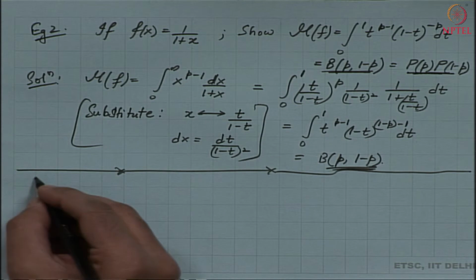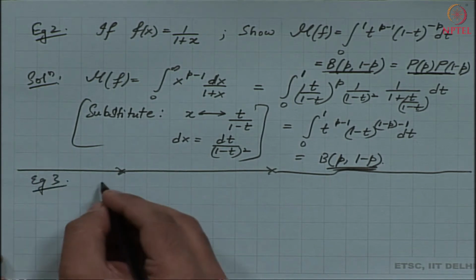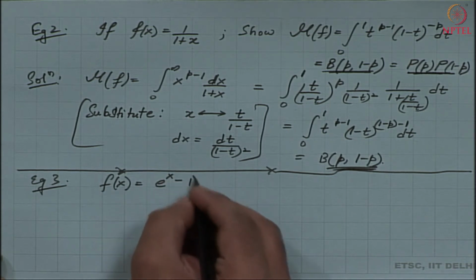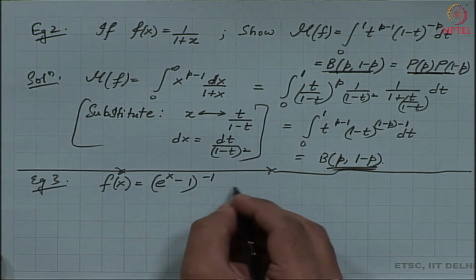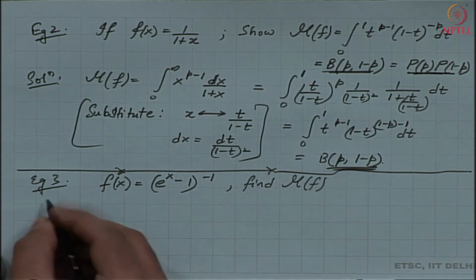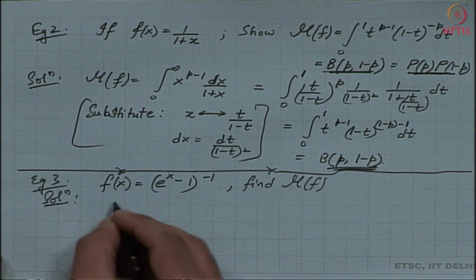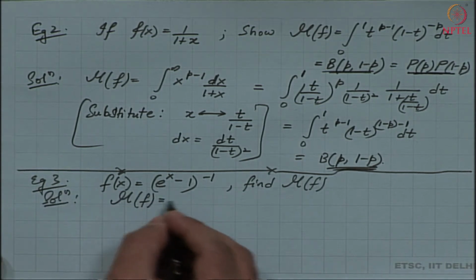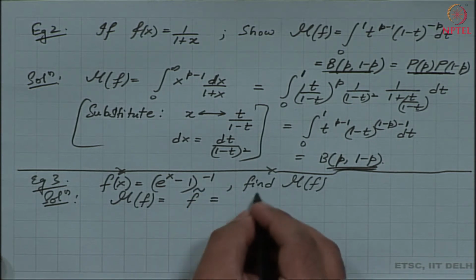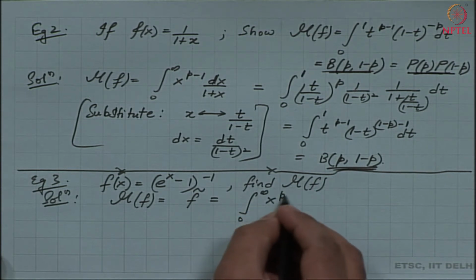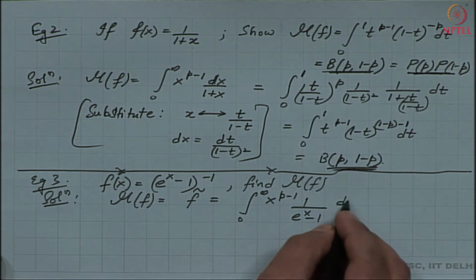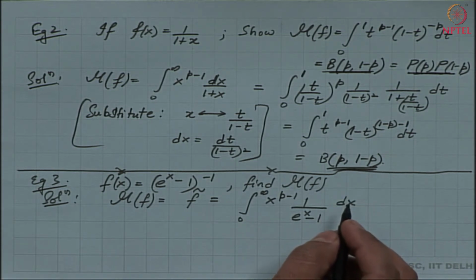So, then I have to find the Mellin transform of this function. So, the function is e to the power x minus 1 to the power minus 1. So, find the Mellin transform of f. So, the Mellin transform of f is given by, let us say I am going to denote it by f tilde. This is the integral 0 to infinity x to the power p minus 1 by e to the power x minus 1 dx. Okay.